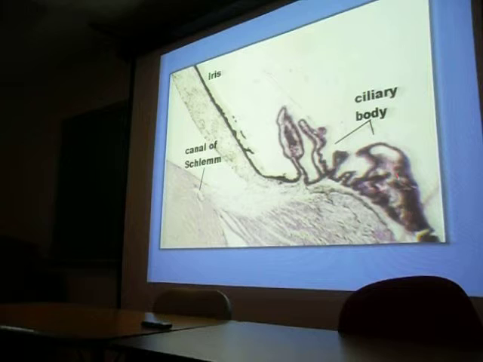This is the ciliary body with the smooth muscle in it, the ligaments that attach to the lens. The lens would be up here. Here's the canal of Schlemm. This is the anterior chamber with the aqueous humor. And back here, it's called vitreous humor, the gel.